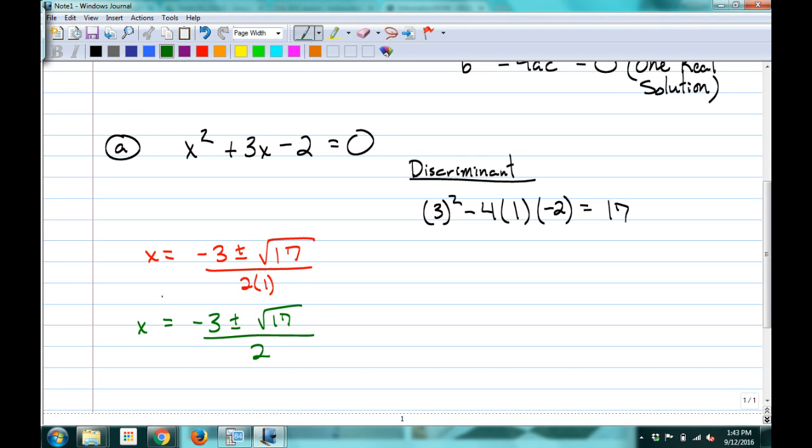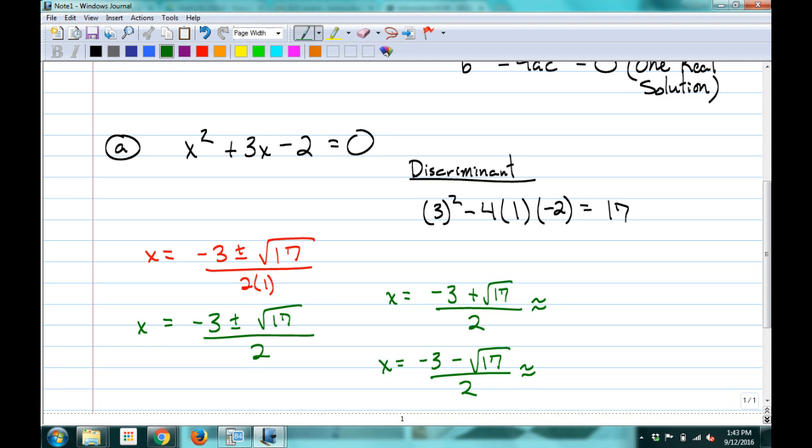So I have two solutions here. I have negative 3 plus the square root of 17 over 2, and then I have negative 3 minus the square root of 17 over 2. These are the exact answers. There are times you want a decimal approximation. When we get to graphing later on this week, we're going to want decimal approximations.